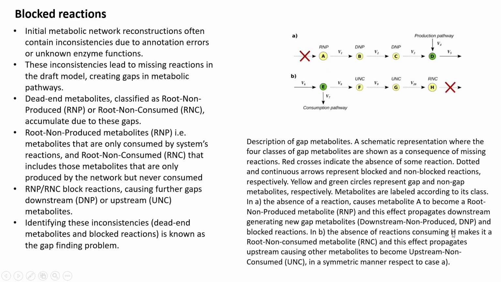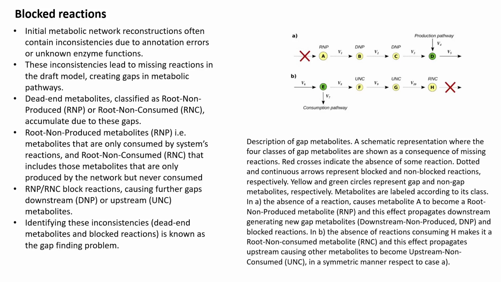The absence of reactions consuming H makes it a RNC, and this effect propagates upstream, causing other metabolites to become upstream non-consumed, basically UNC, in a symmetrical manner with respect to case A. So the take home message from this slide is, if you have certain gaps in your model, certain dead end metabolites, these metabolites are not only affecting the production of that particular metabolite, they are also affecting downstream and upstream metabolites as well.